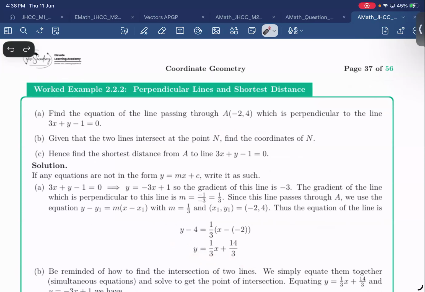So you always need a gradient and then you need a point. Once you do that, then you're done.